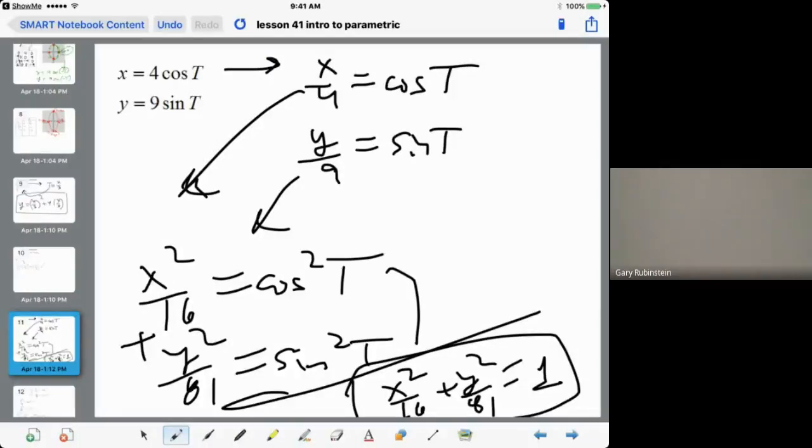I've seen people do some unusual things, trying to isolate the t and arc cosine and things like that. But no, the way to do this question is like this.